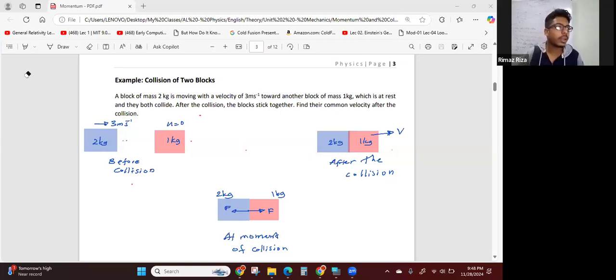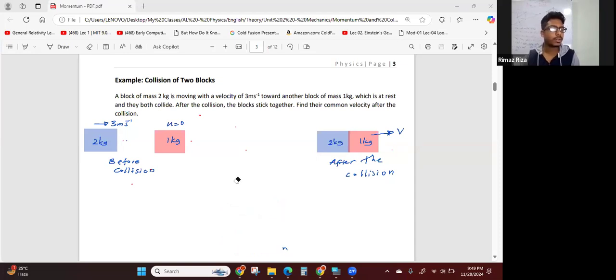So the third point you can write: we can use the linear momentum conservation principle for the system, because it does not experience any unbalanced external force in the horizontal direction. So I think it is clear.